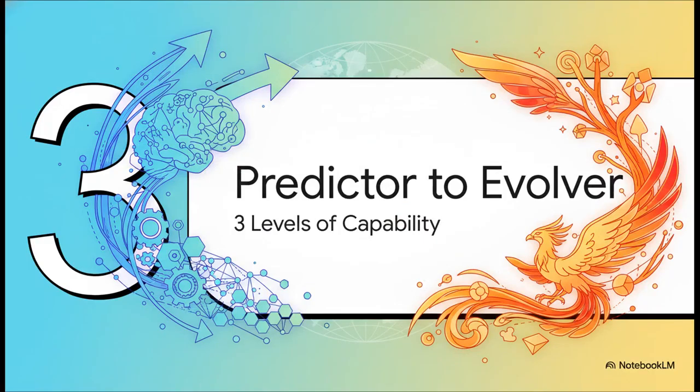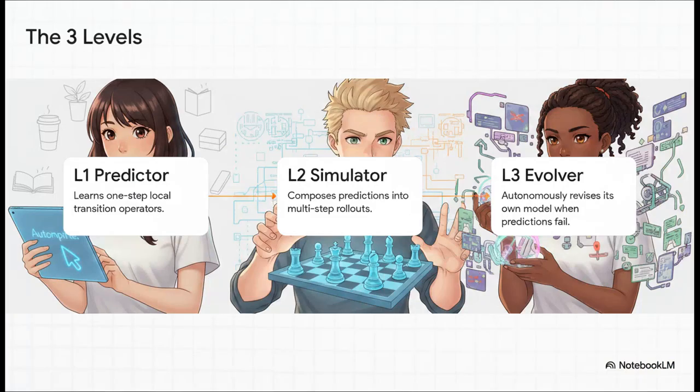All right, let's dig into that first axis, those 3 levels of capability. You can really think of this as a ladder, showing a clear path from pretty simple models to something way, way more powerful. So here they are.